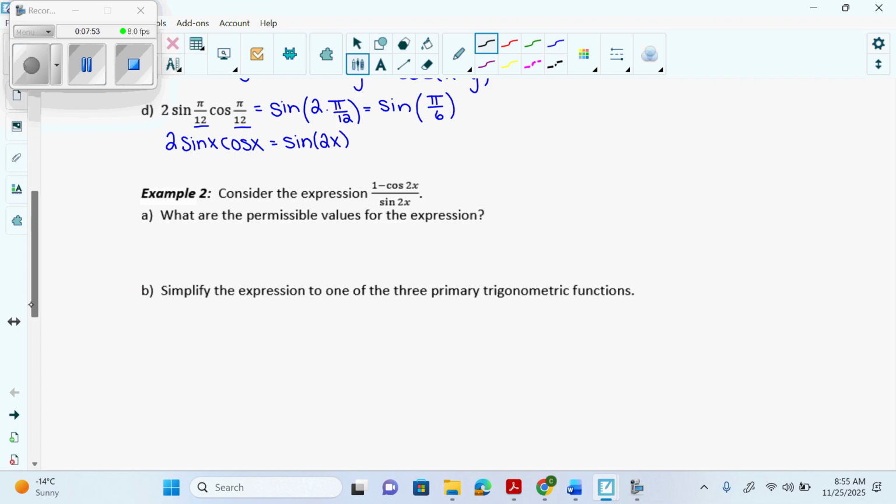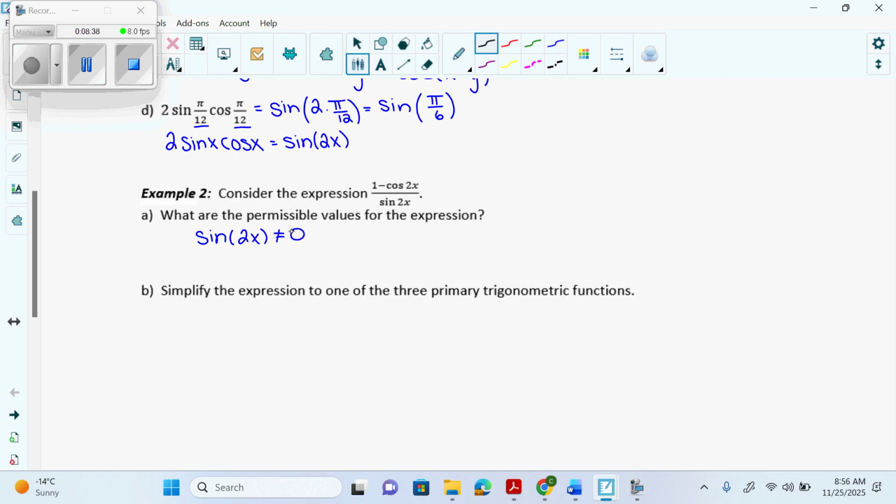So, we're going to talk about these ones. It says, consider the expression 1 minus cos 2x over sine 2x. What are the permissible values for this expression? The reason why we have non-permissible values or restrictions is I have a denominator with a trig ratio in it, correct? The moment I have a denominator with a variable, I have restrictions, because that variable can't equal something, or it would turn my denominator into 0. You learned this last year in rationals, you can't have that denominator be 0. So the first thing I'm going to say is, sine 2x can't equal 0.